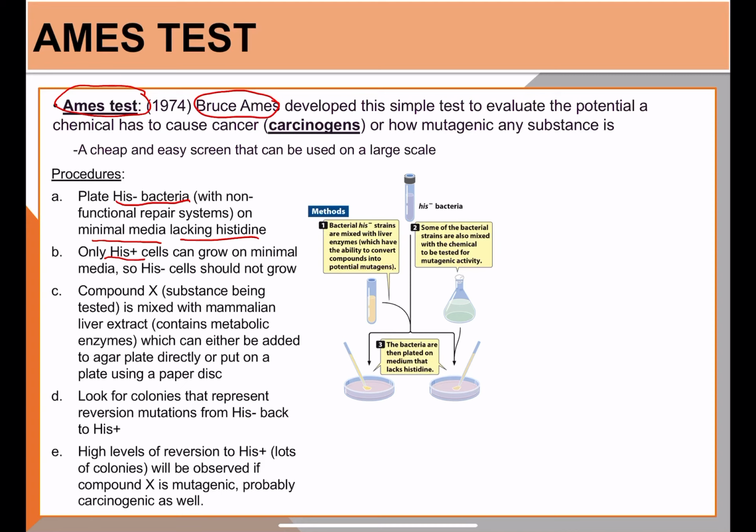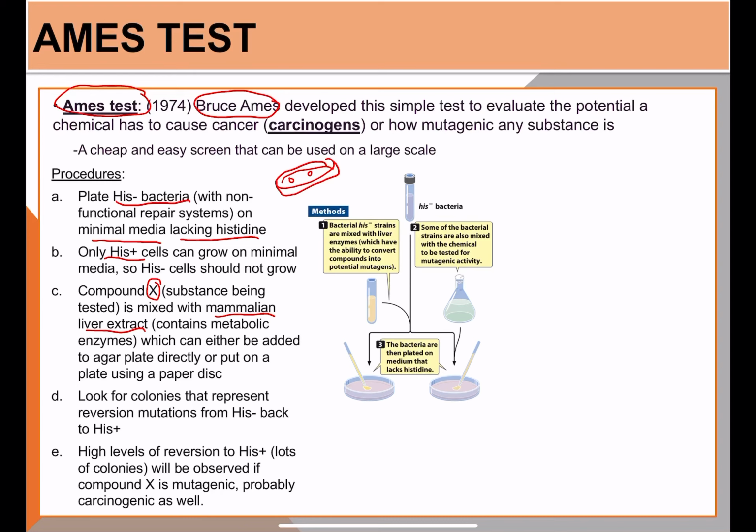Now you're going to mix whatever compound you're trying to test, that new substance or drug, where you want to make sure that it's not mutagenic or carcinogenic. You add that compound, mixed with a little bit of mammalian liver extract that contains metabolic enzymes, which can either be added to the agar plate directly or put on a plate using a paper disc. If this was the agar plate, you can put a little paper disc here to allow that compound or new substance to be absorbed into the agar.